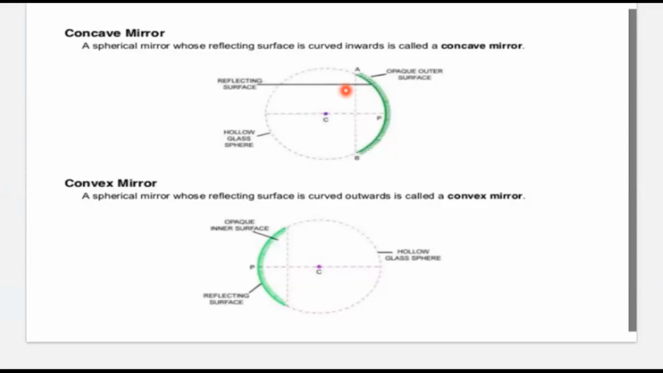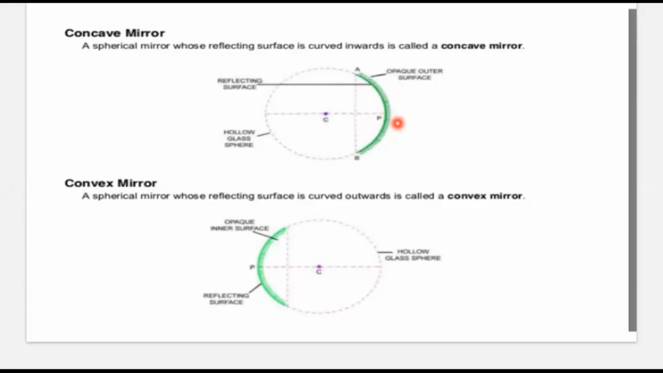Now what happens in a convex mirror is we are taking the same sphere, a three-dimensional glass sphere with some thickness, and we are taking this portion out. Now one thing that must be noted, you can see the green slanting line inside over here. So this surface is being coated with silver nitrate or silver or aluminum, and the bulged portion is being polished. So such a type of mirror would be called a convex mirror.